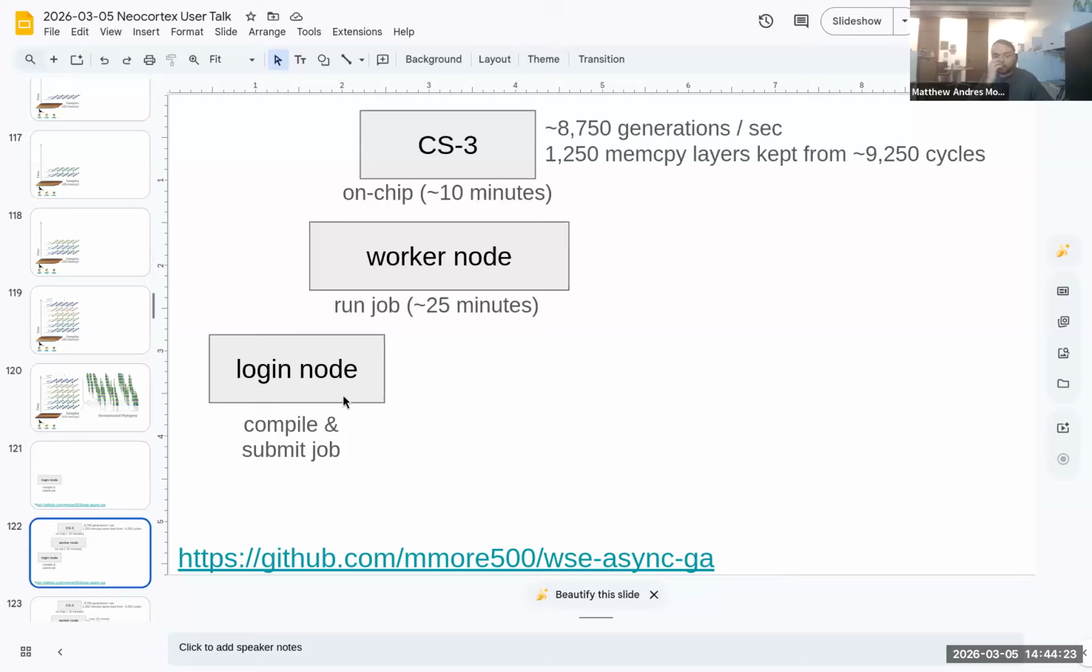And then I use containerized software that's provided by Cerebras on the login node to compile the code for the Wafer-Scale Engine 3 chip, and then send that off through their job submission API to a worker node, which then will run the job. It'll requisition a chip and do host device communication.